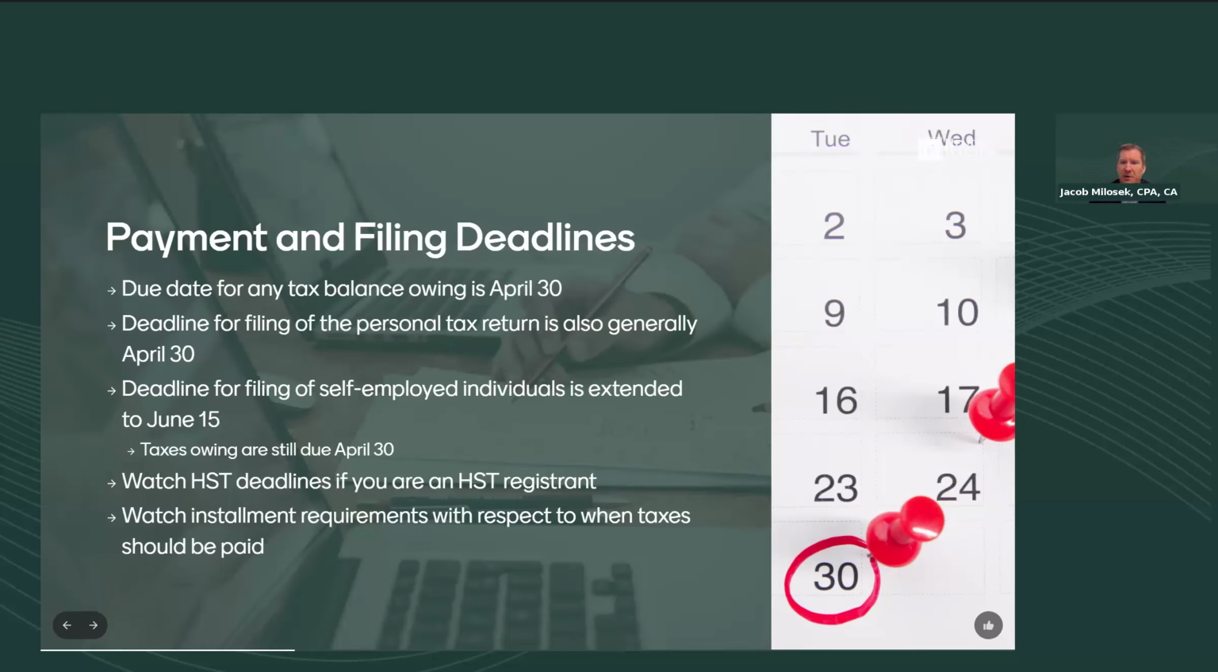The other thing to be aware of is installments. So whether it's income tax or HST, if you owed more than $3,000 in the previous tax year, CRA in year 2 is going to want you to pay as you go in terms of quarterly installments. So to avoid installment interest, it's really important to make sure you're following along with required installment schedules.